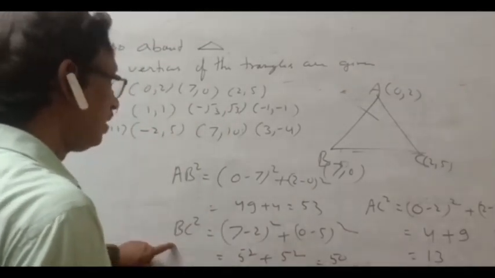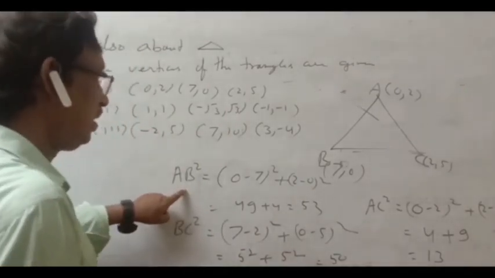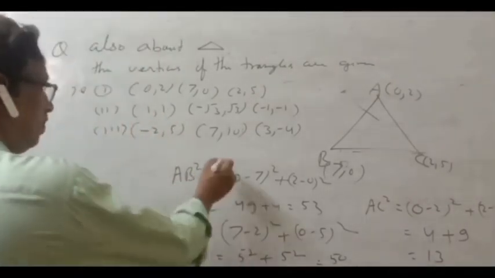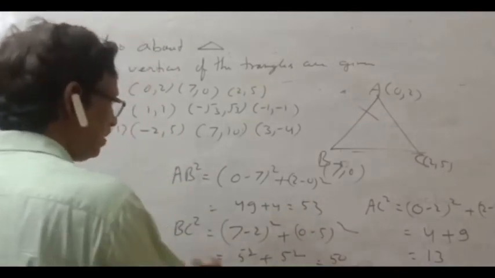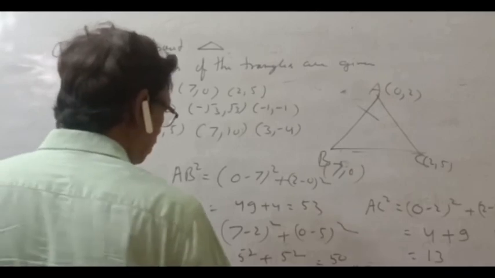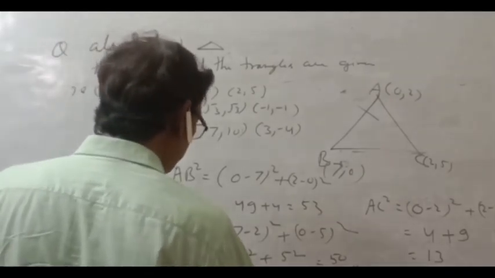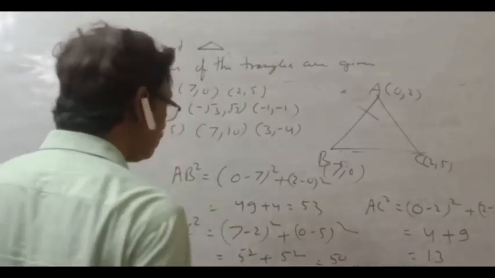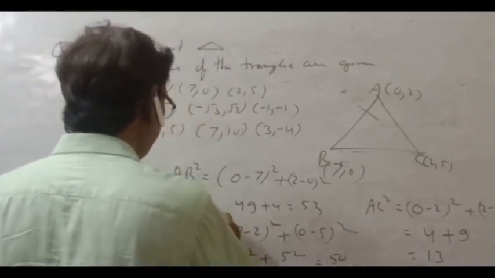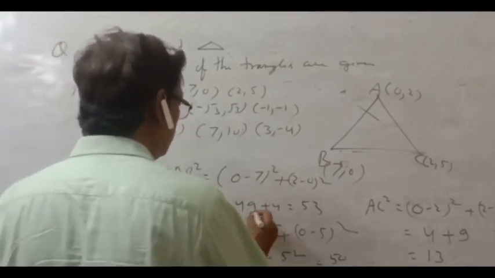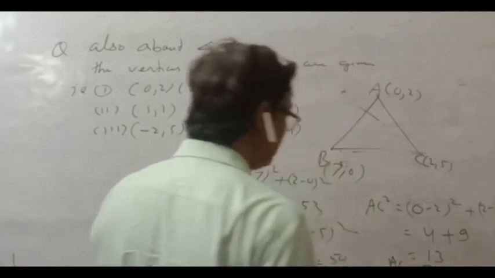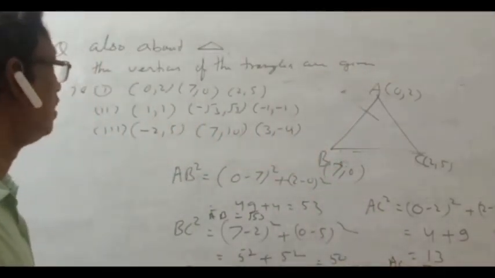What type of triangle is it? AB square is 53, so AB is root 53. BC square is 50, so BC is equal to 5 root 2. AC is equal to root 13. All are different, so this is a scalene triangle.